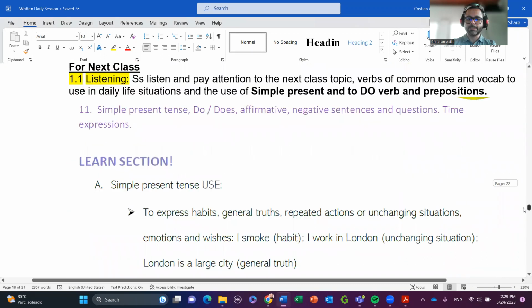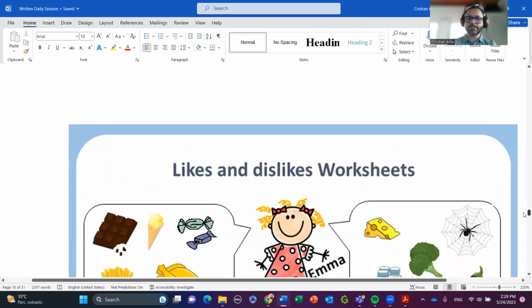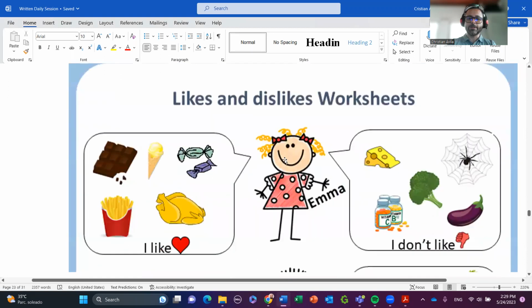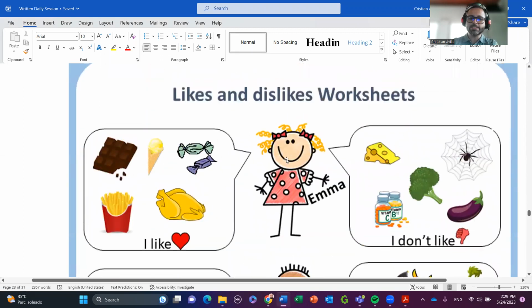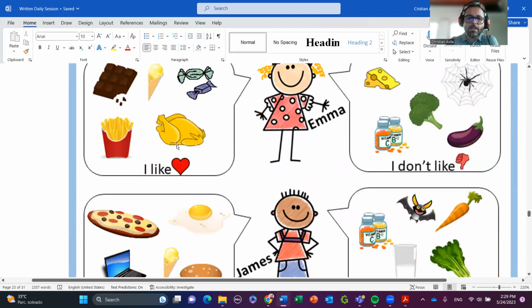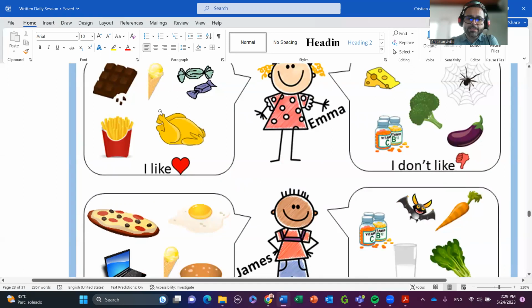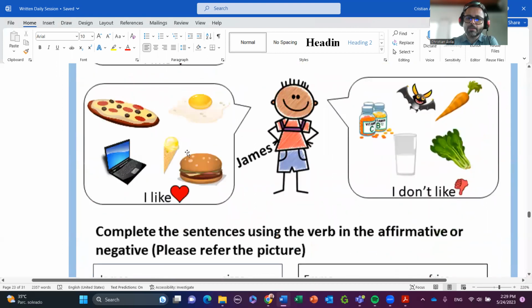I hope you're not getting dizzy because I'm passing this quickly. This one. So I'm going to send you this as well. And over here, you're going to complete this little chart. It's a very simple exercise, but just for you to start getting used to the new topic that we are going to start tomorrow as well. So for example, in this case, we have Emma right here. These are the things that Emma likes. These are the things that Emma doesn't like, sorry.